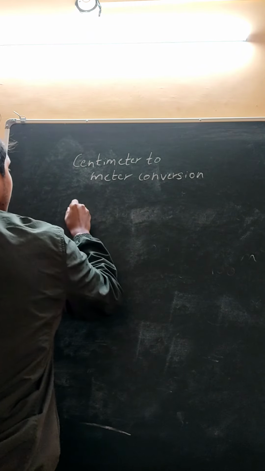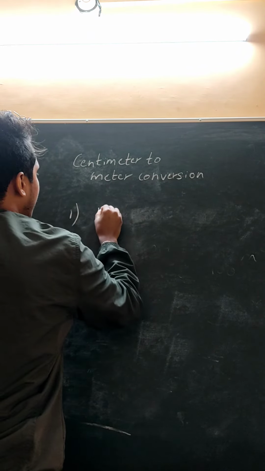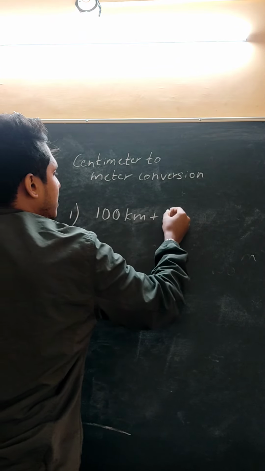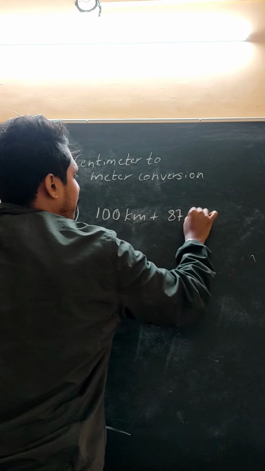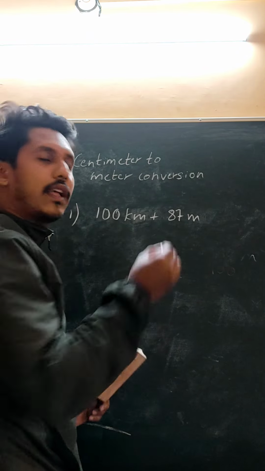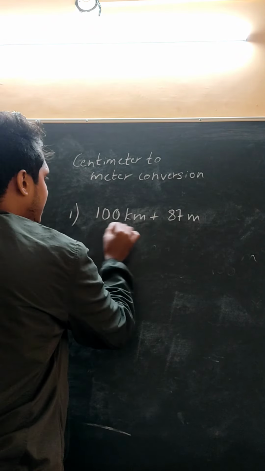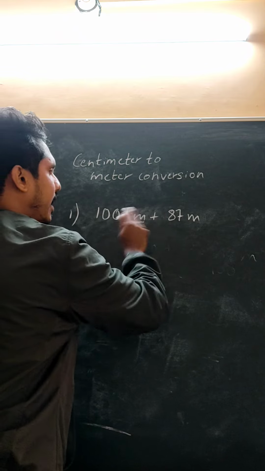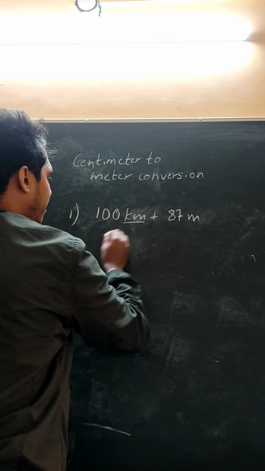See, first one. I'll take 100 kilometer plus 87 meter. Now we want the answer in meter. How to convert this? See, first step we have to convert this kilometer into meter, and then we can add, right? Because the units will be same.